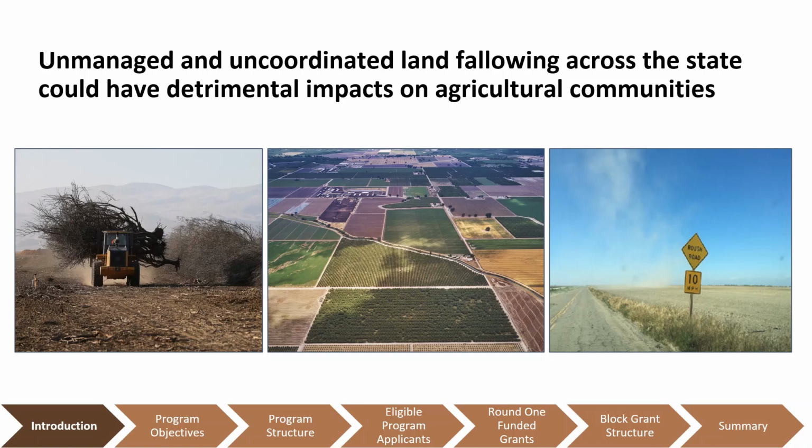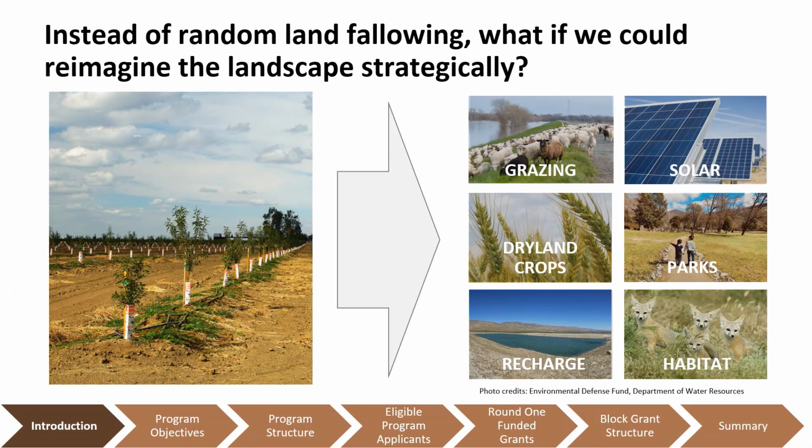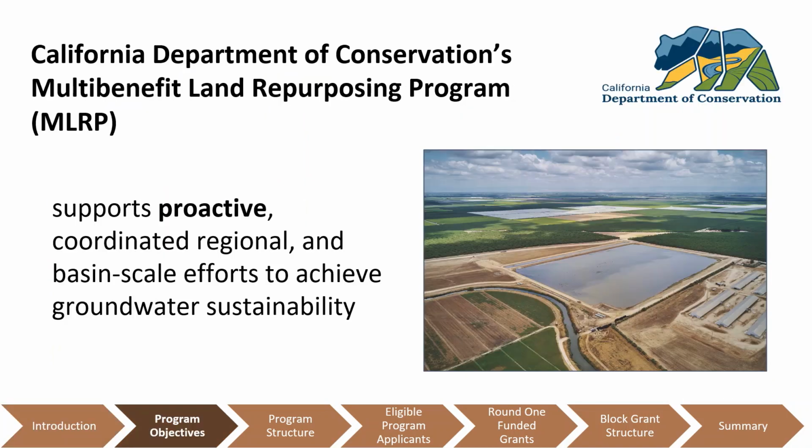Rather than have uncoordinated and unmanaged land fallowing, what if we could reimagine fallowed lands in a way that strategically addresses groundwater overdraft and air pollution and provides benefits to underserved communities and the environment? Well, the California Department of Conservation's Multi-Benefit Land Repurposing Program, or MLRP, was created to do just that. The MLRP was created to support proactive, coordinated regional and basin-scale efforts to achieve groundwater sustainability.